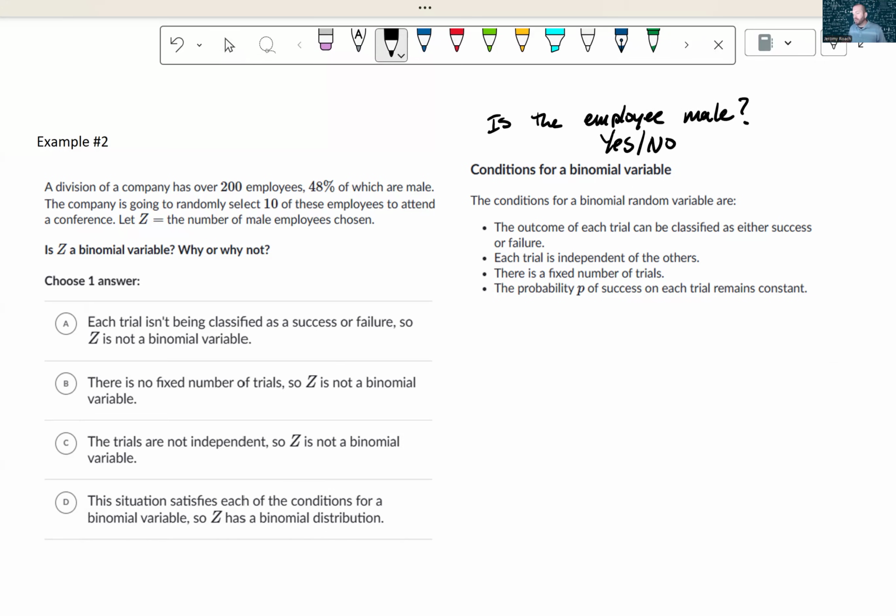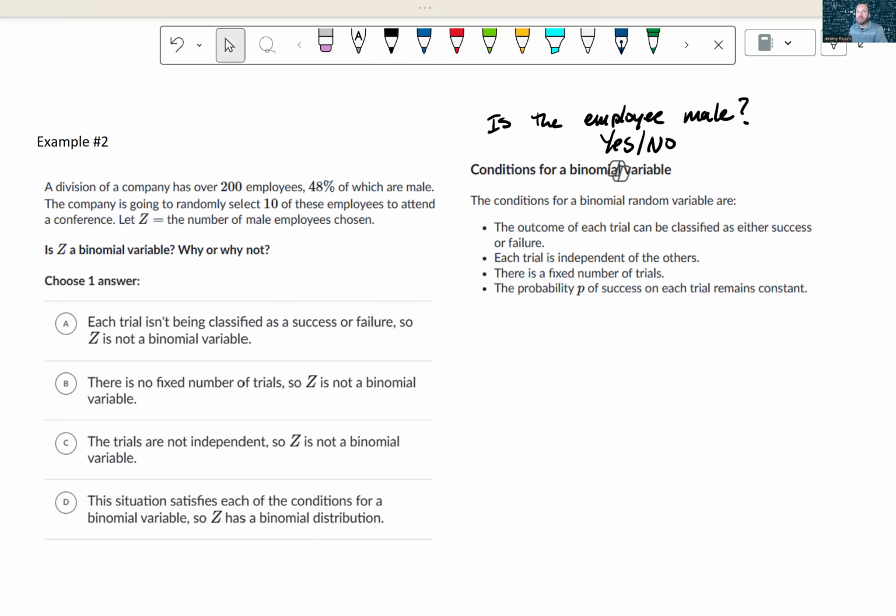So that's our success or failure part to this. And we can identify that by figuring out what the question is asking. So, is the employee male? Yes or no? Okay. Are the trials independent of each other?